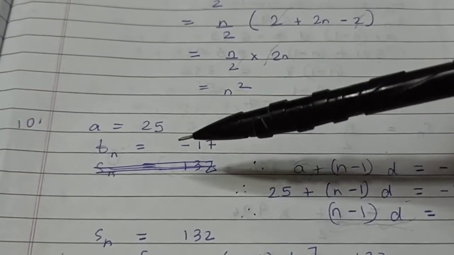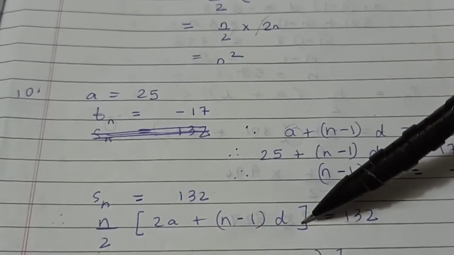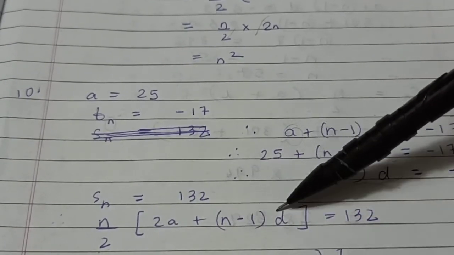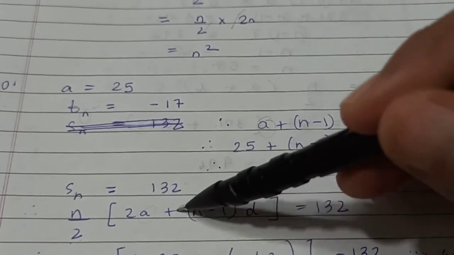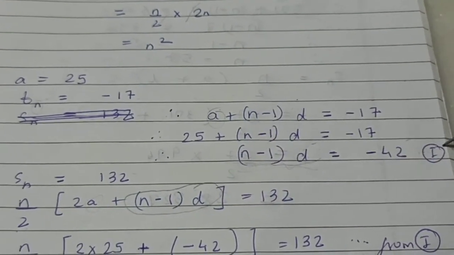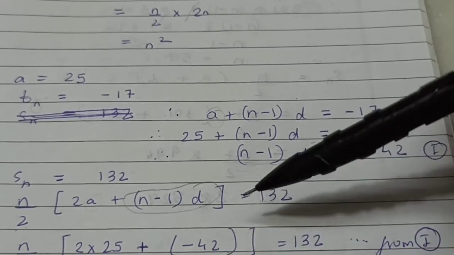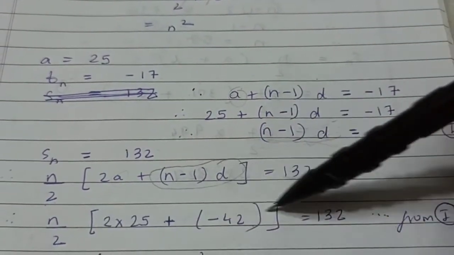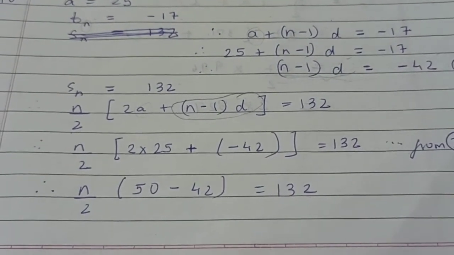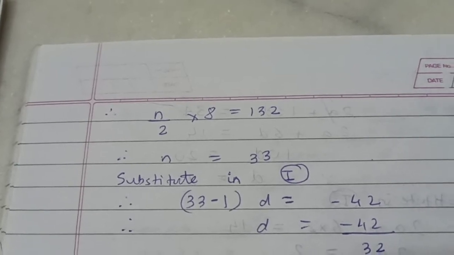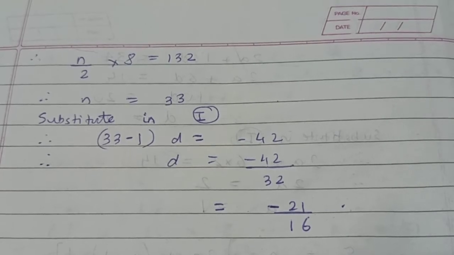Next piece of data given in the sum is summation of n terms is 132. Use the formula. Here again I don't know the value of n and d. I do know the value of a, substitute that. By the way, this (n minus 1) into d value we know here. So from equation 1, I'm going to substitute this minus 42. So now the only thing missing in this equation is the value of n. So I can solve this further and get the value of n. And then when I substitute it in equation 1, I get the value of d, which is what is asked.